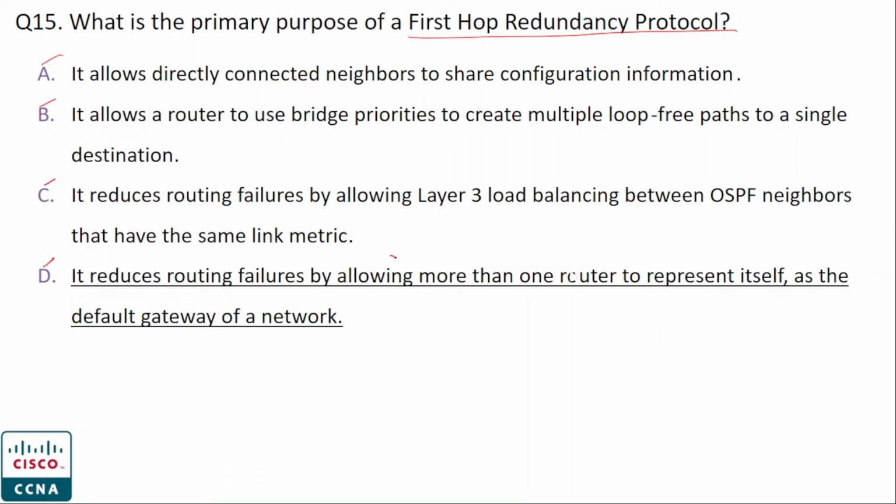And this is the correct option, that the first hop redundancy protocol reduces routing failures by allowing more than one router to represent itself as the default gateway of a network.